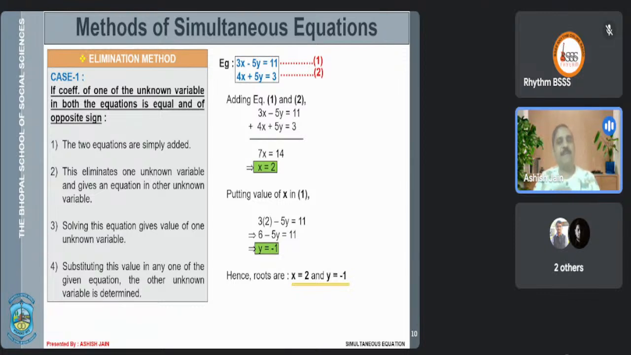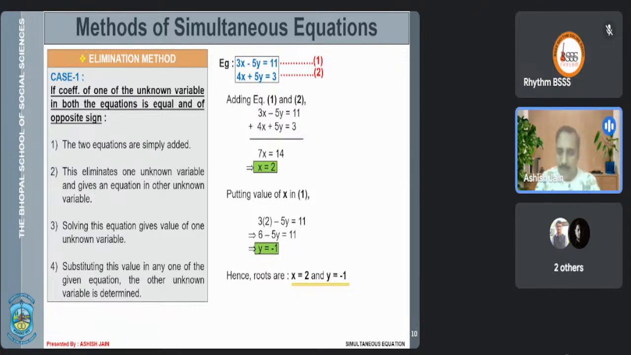Since minus 5y plus 5y are getting cancelled, please don't put a cross or a line to show that they are cancelling. Just straight away write the next step, which is you add 3x plus 4x, you get 7x. वो कैंसिल हो गया, उसको हटा दो, is equal to 11 plus 3, we have the answer as 14. That means the value of x is equal to 2.